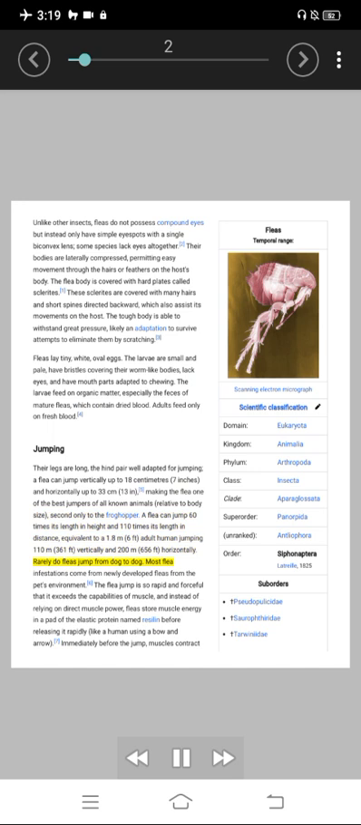Rarely do fleas jump from dog to dog. Most flea infestations come from newly developed fleas from the pet's environment. The flea jump is so rapid and forceful that it exceeds the capabilities of muscle, and instead of relying on direct muscle power, fleas store muscle energy in a pad of the elastic protein named resilin before releasing it rapidly, like a human using a bow and arrow. Immediately before the jump, muscles contract.